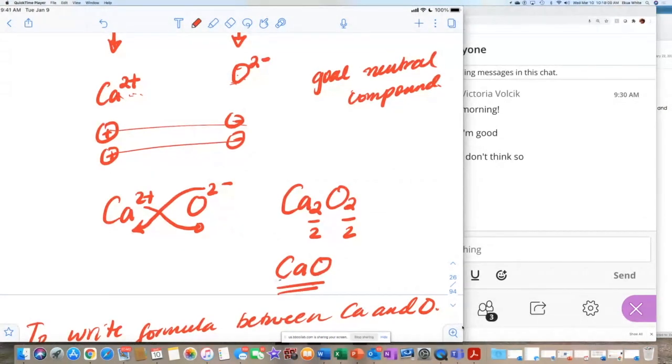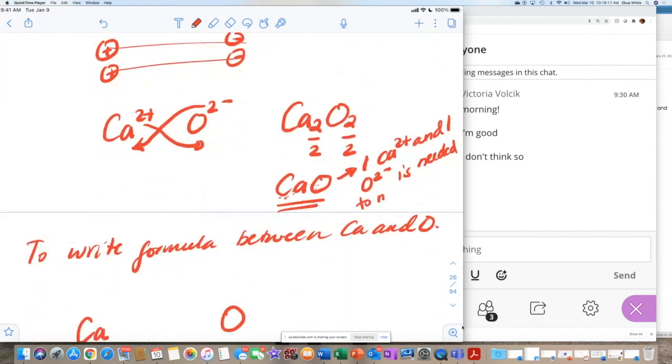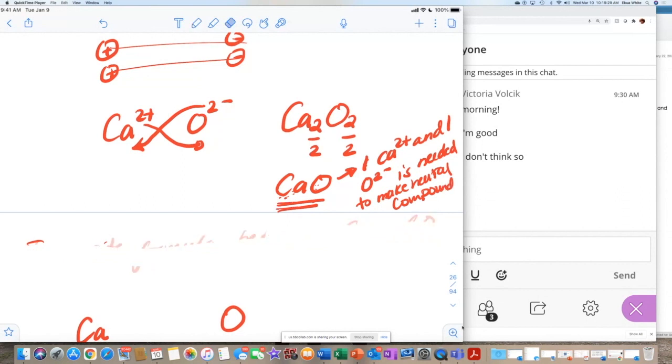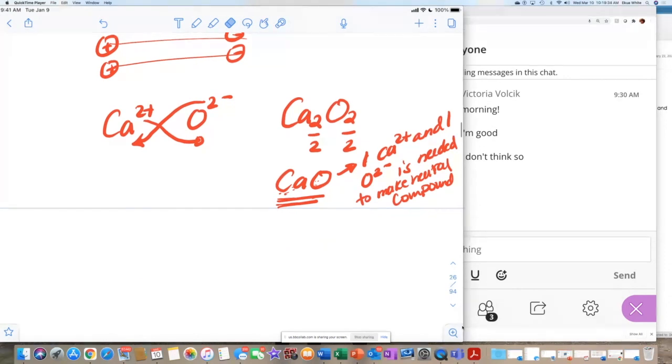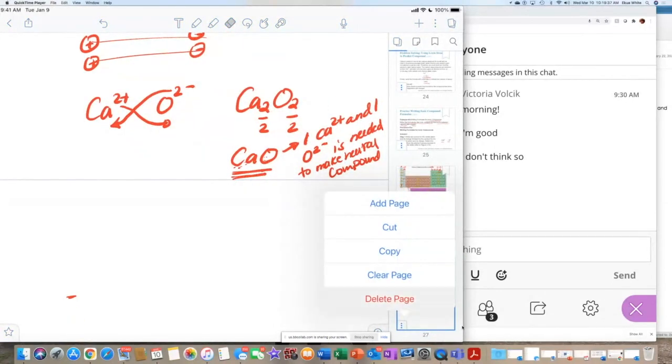And this is just saying, to make a neutral compound, you need 1 of each ion, okay? So 1 calcium ion and 1 oxide is needed to make a neutral compound. That is what you're communicating when you look at this compound right here. 1 of each, 1 calcium ion and 1 oxide ion. Okay, that's it. So that should be our answer right there. I don't need this page anymore. I can delete the page. Oh, and I can delete this one too.